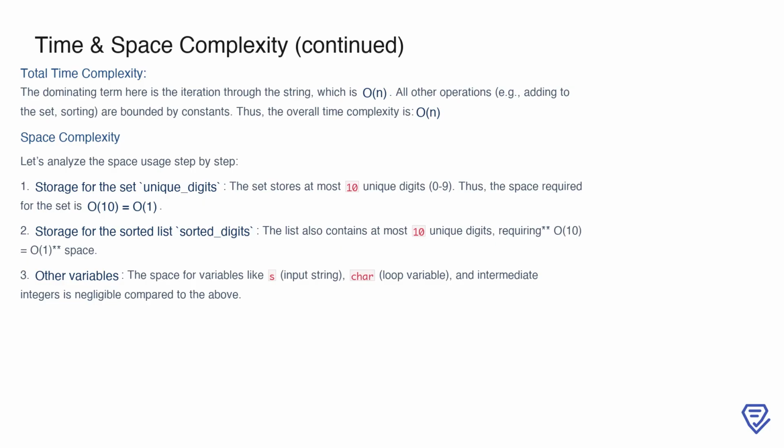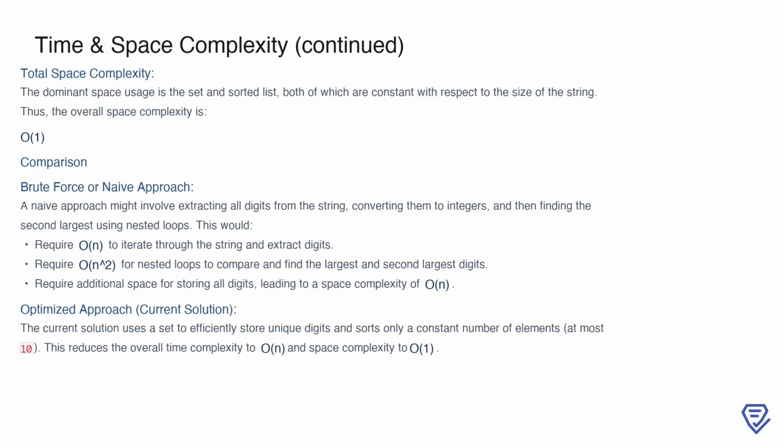Lastly, the space used by other variables, such as the input string s, the loop variable char, and any intermediate integers, is negligible in comparison and does not scale with the size of the input. Therefore, the overall space complexity is determined by the constant storage requirements of the set and sorted list. Combining these observations, the total space complexity of the function is O(1). This is because the space usage does not grow with the size of the input string, it remains constant regardless of how large the input is.